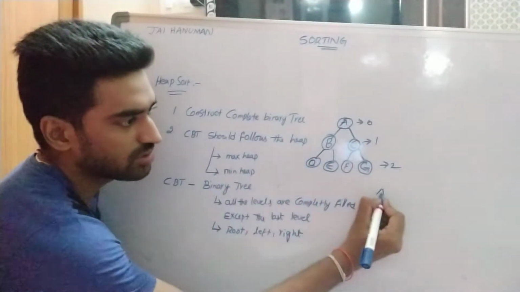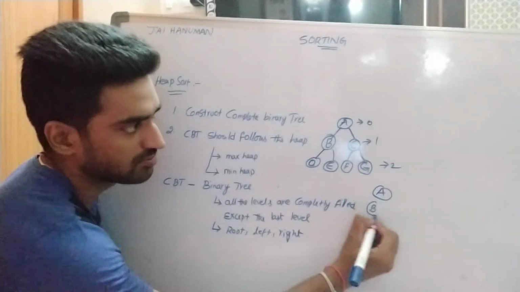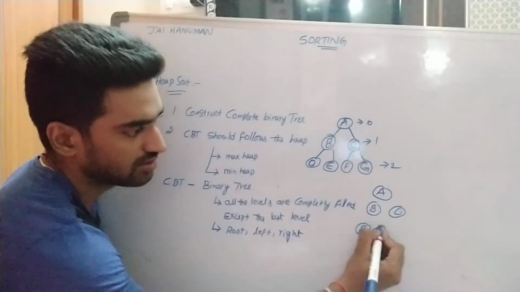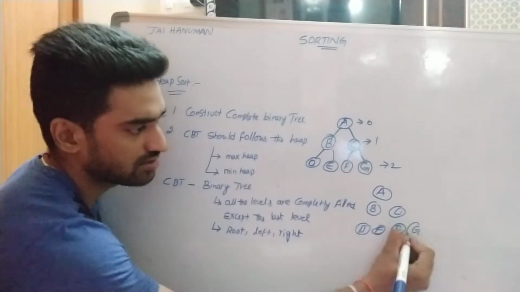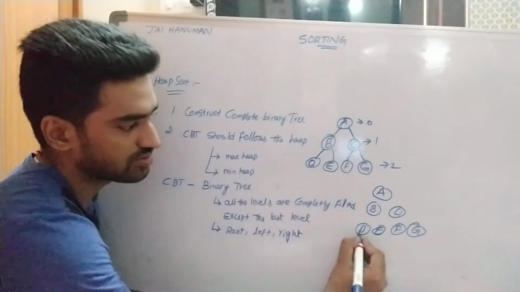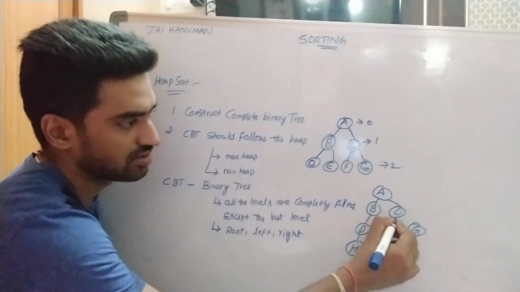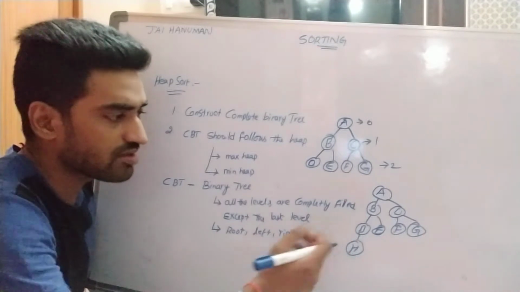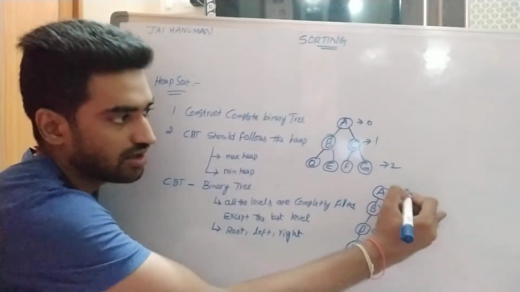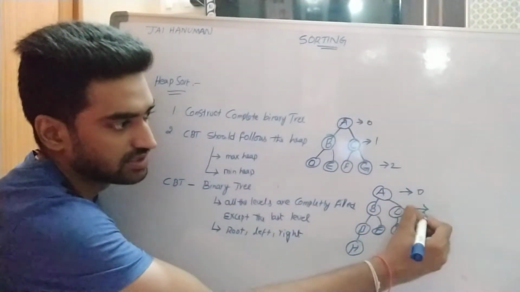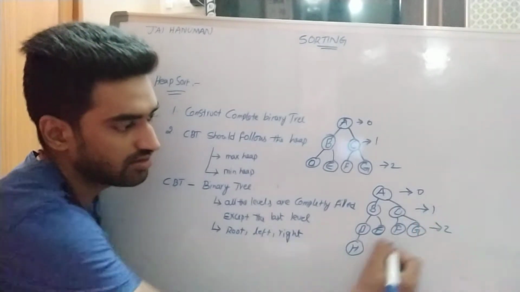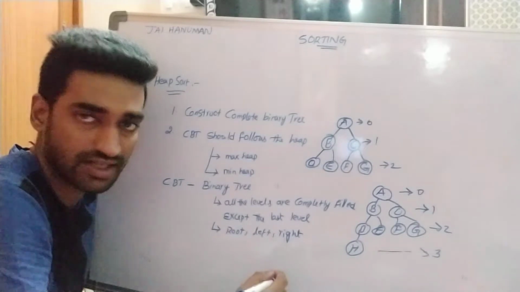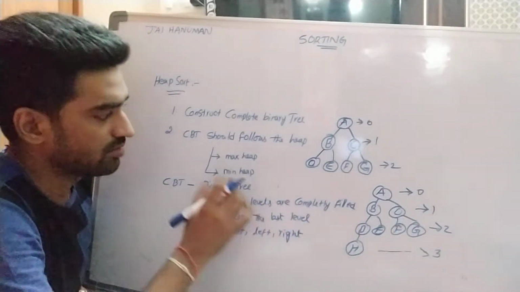So here I am taking one more example: A, B, C, D, E, F, G, H. This is also a complete binary tree. Why? Because all the levels are completely filled except the last level. The last level is incompletely filled, right? So this is about the complete binary tree.